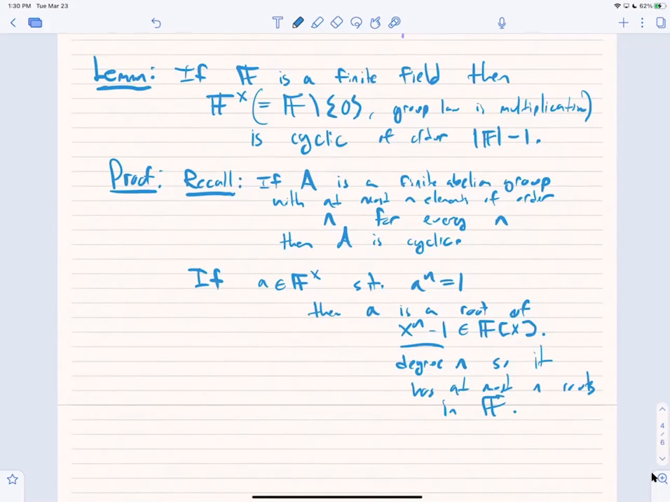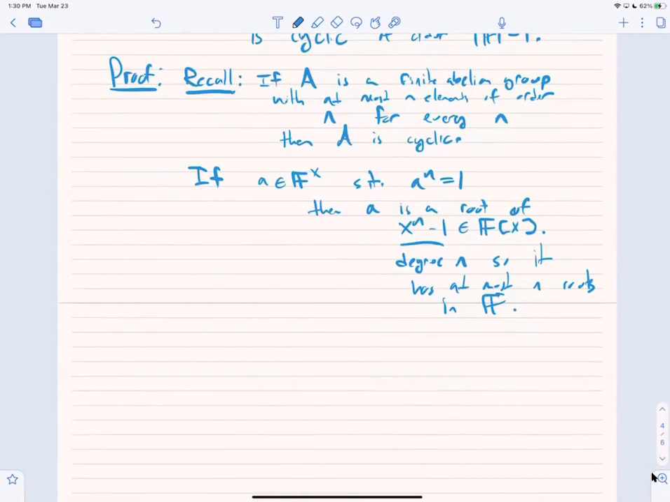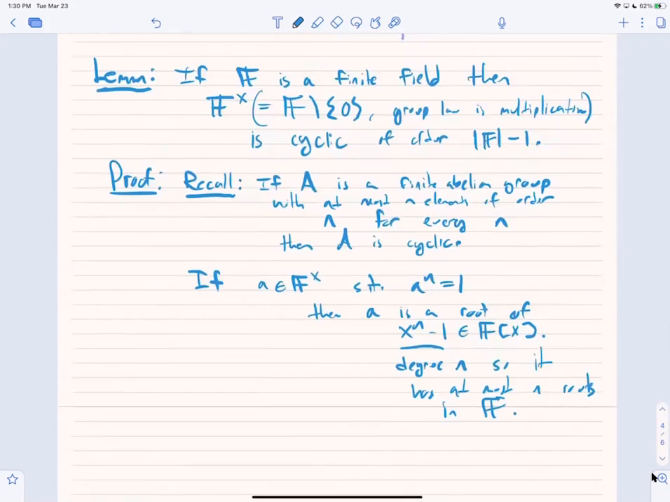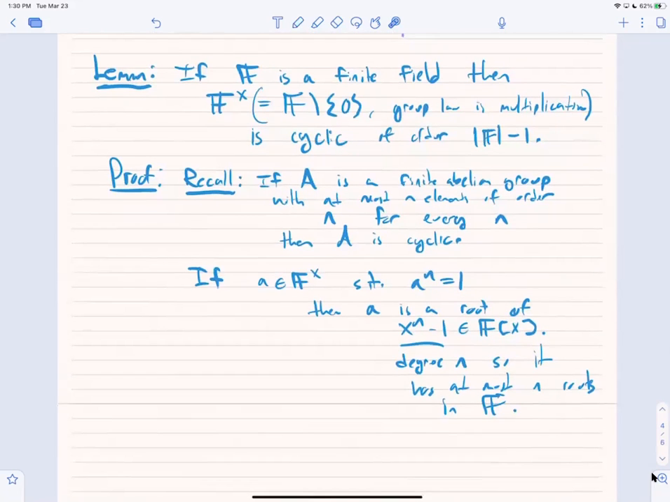Every element satisfies a to the n equals 1. Because this group, let me say it this way. This is a finite abelian group, and the elements of order n are exactly the solutions to a to the n equals 1 in here. But all of those are roots of x to the n minus 1. So in this field, we know there are at most n of them. So this condition is verified.